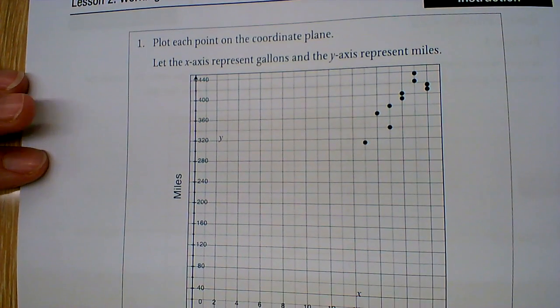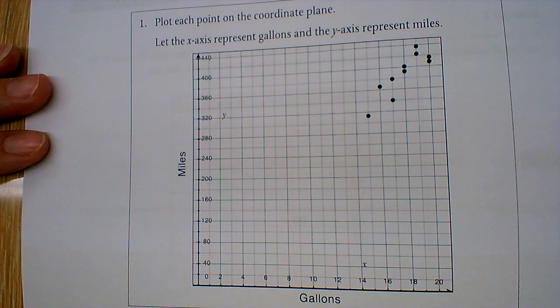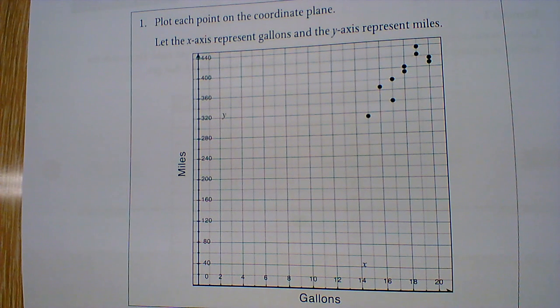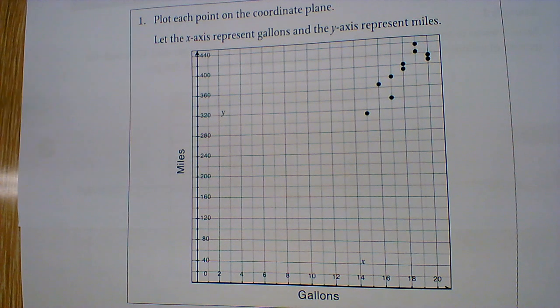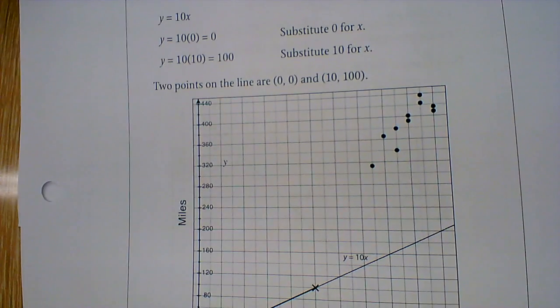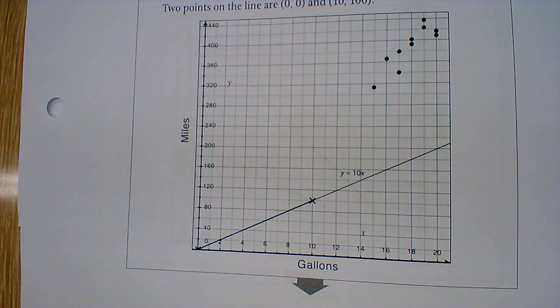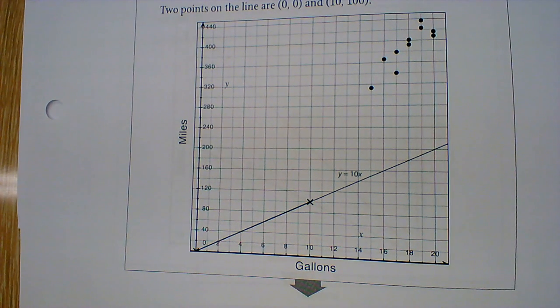All right, so when we're done now, your graph should look something like this when you've plotted all of those points. So the next question we were asked is, which function is a better fit for this data? So we would go ahead and graph the first line, which is y equals 10x. So when we graph the line y equals 10x, it looks like this.